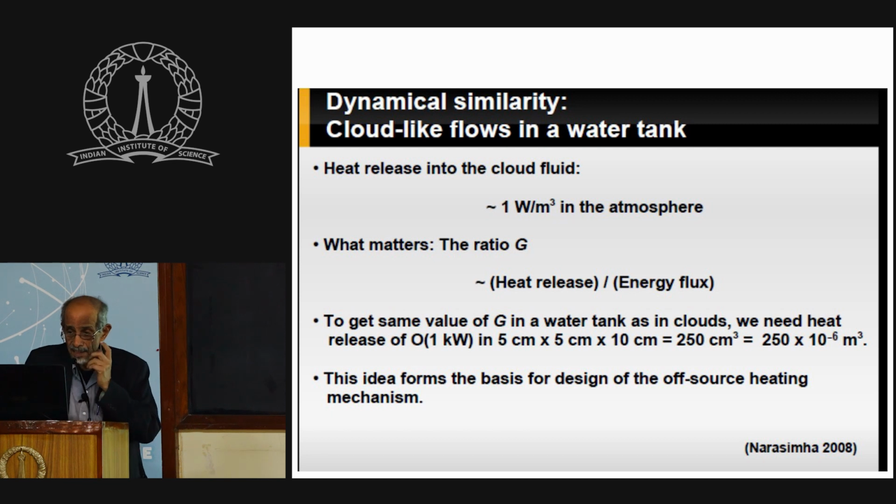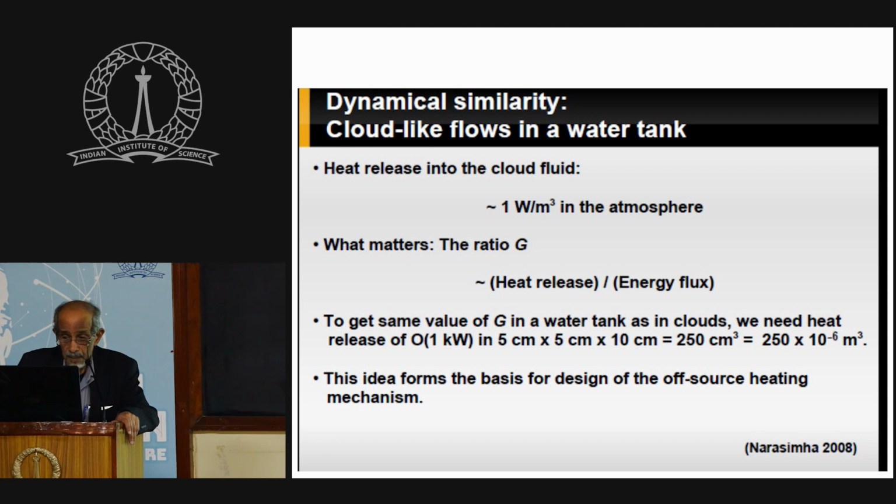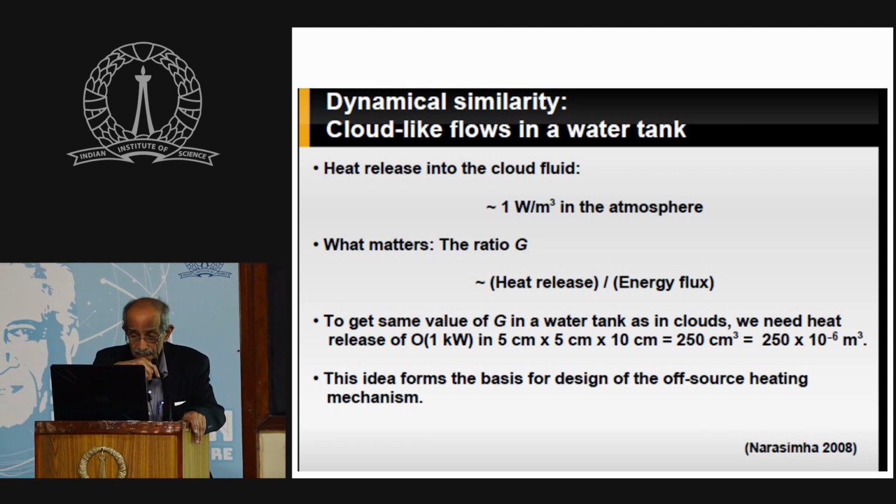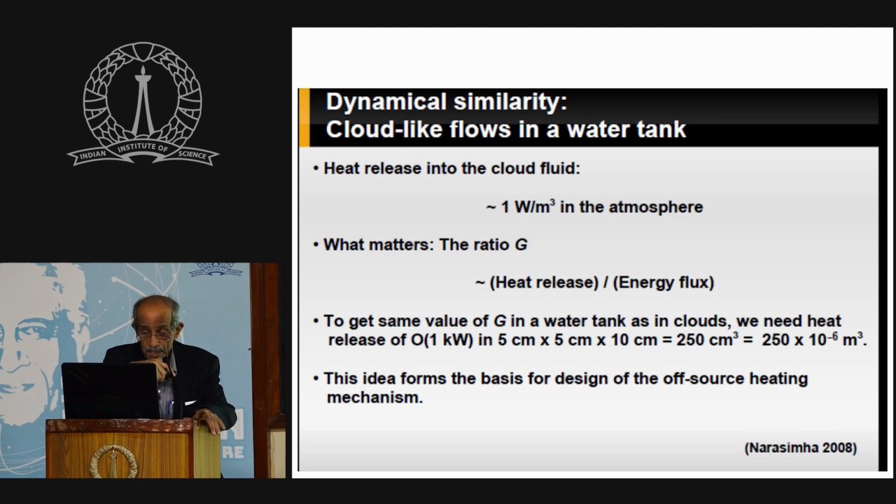We know what the heat release into the cloud fluid in the atmosphere is. It's about 1 watt per cubic meter. But what matters is really a measure of the heat release by an energy flux. How much does the heat release contribute to the energy balance? And we know what the value of G is in clouds. Some estimates have been made somewhere in the range of, let's say, 0.1 to 1. So if you can get something like that in the lab, then we should have somewhat similar flows. That was the argument. So you see, you can do that in a 1 meter by 1 meter tank.